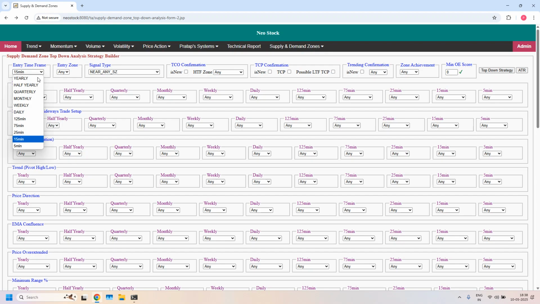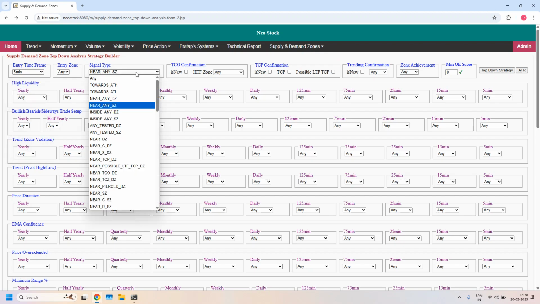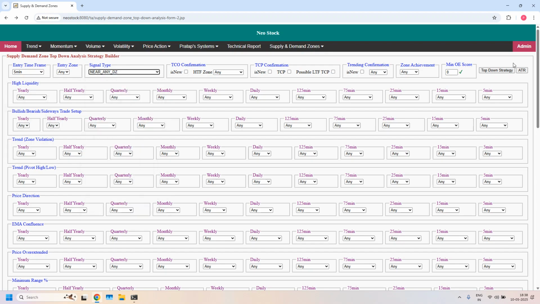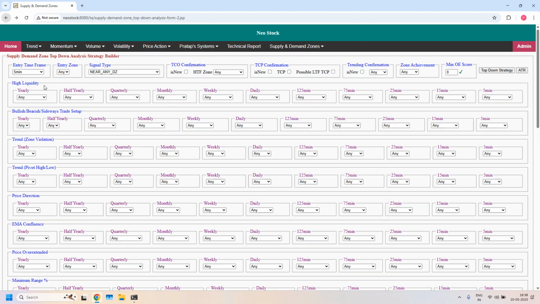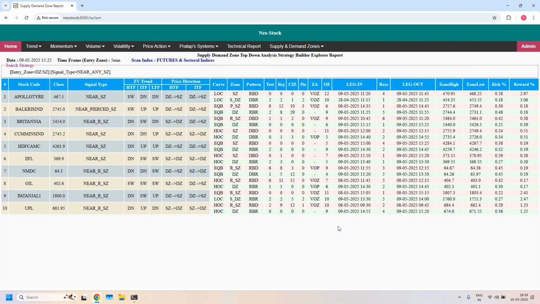Next, stocks near to the 15 minute supply zone, we got 8 stocks. Next time frame is 5 minutes. Stocks near to the 5 minutes demand zone, we got 7 stocks. Next, stocks near to the 5 minute supply zone, we got 10 stocks. So with this we have completed finding the stocks near demand and supply zones for different time frames.